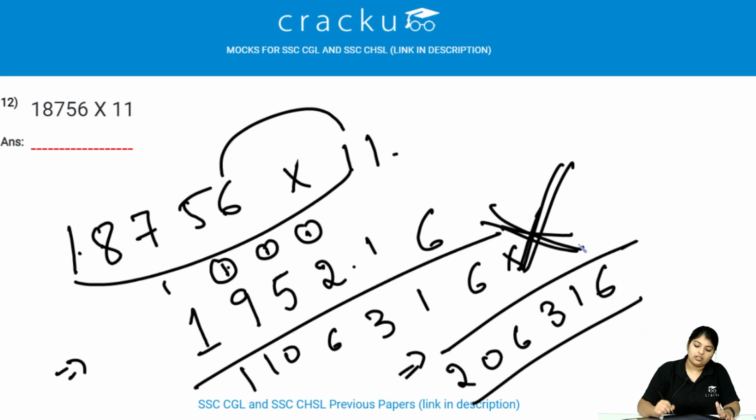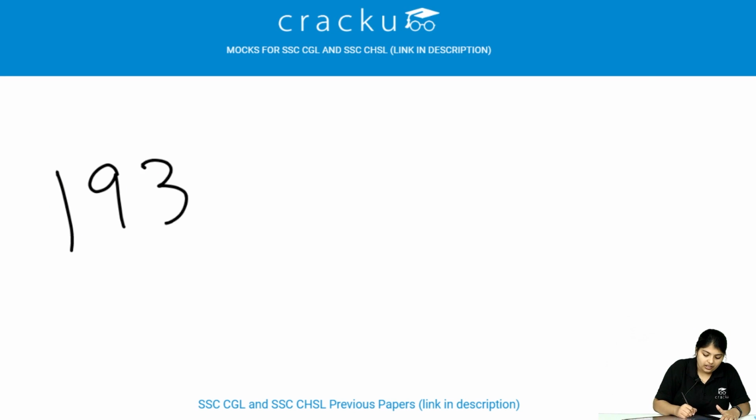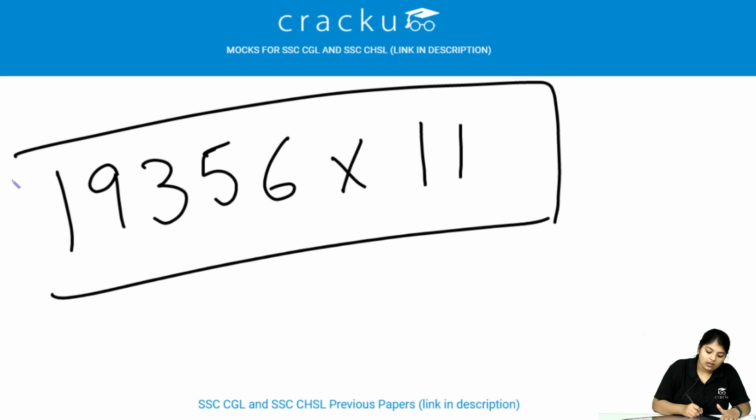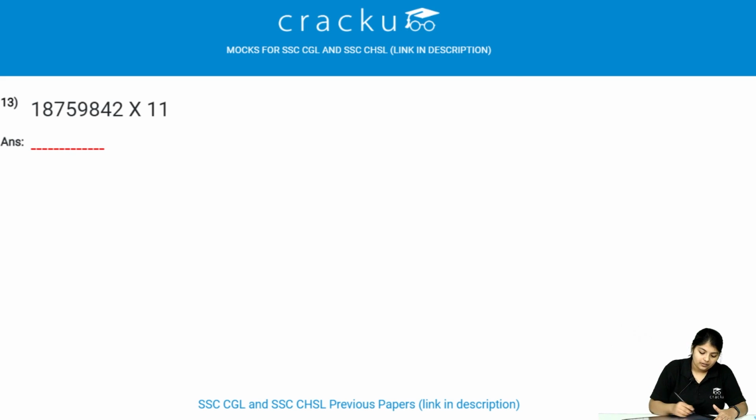Never, never, never. Okay. I am going to give you a homework problem with this 5-digit number also. Let us see the homework problem. That is 19356 into 11. Please do solve this and give your answer in the comment box. Okay. Now let's see the next one. That is with 8-digit number. 187598842 into 11.